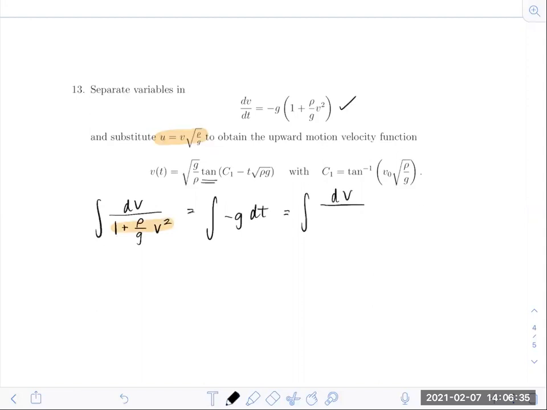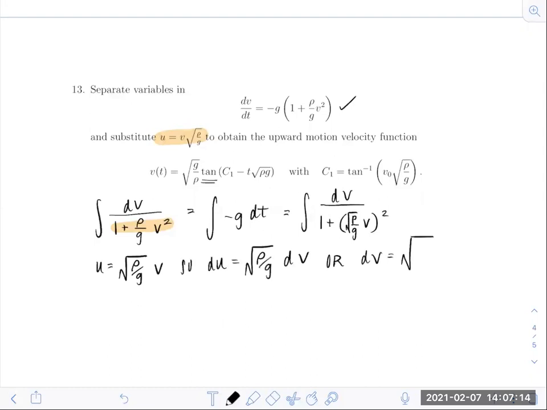So I'll recopy my dv, recopy my 1, and then I'd like to write it as some quantity squared. And that would make that quantity the square root of rho over g v. All right. So in seeing this, now we see why the book chose that substitution. We'll let u be that quantity being squared. And then our differential du would be just the square root of rho over g dv. If you would like to solve for dv, we're going to get the square root of g over rho du.